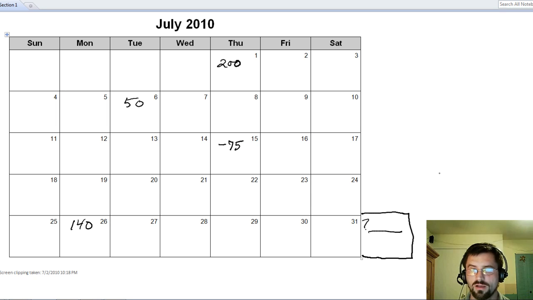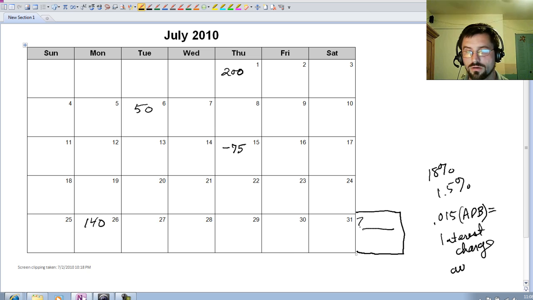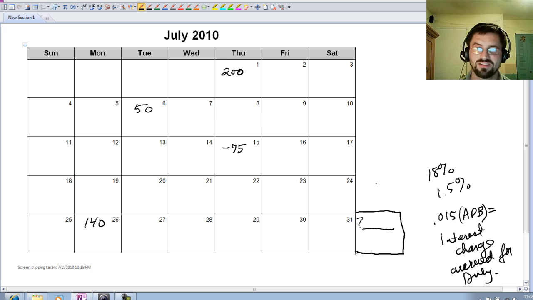Assuming that you have 18% or 17.99% interest per year, that's 1.5% interest per month. Whatever your average daily balance is for this whole month, we would multiply that by 0.015. So 0.015 times your average daily balance equals the interest charge accrued for July. Okay? Sorry about how messy my writing is.